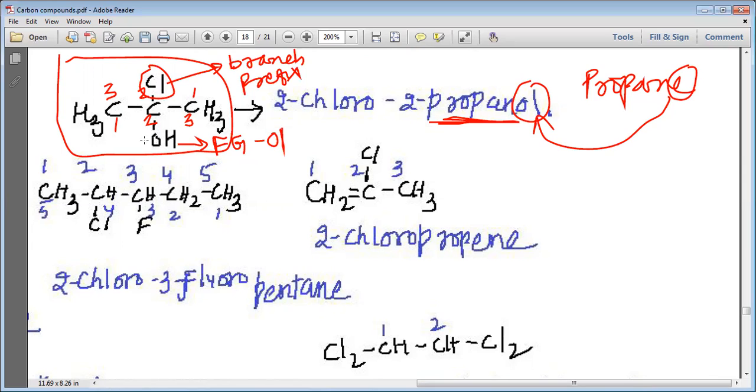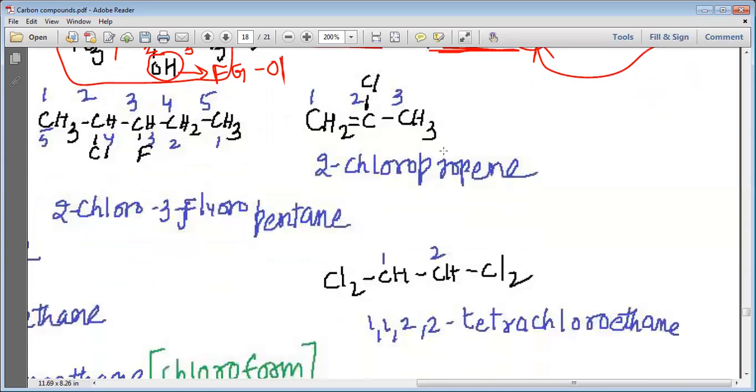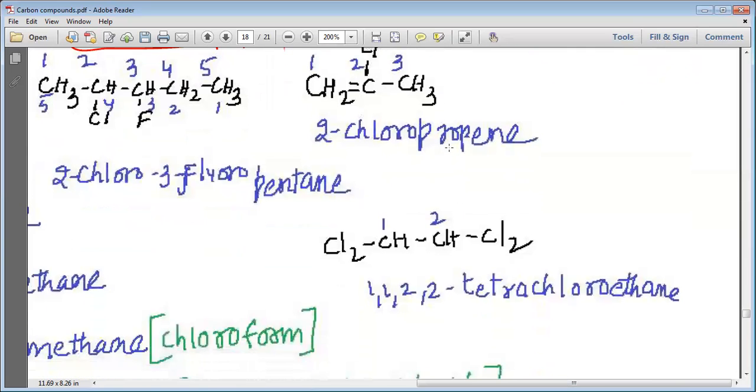In propanol, the hydroxyl group is also present on the second carbon, so it is 2-propanol, and on the same second carbon, a chlorine group is present, so it is 2-chloro-2-propanol. This is how, my dear students, we understand the nomenclature. In the same way, my dear students, if you look at this compound, you will realize that it has 5 carbons.